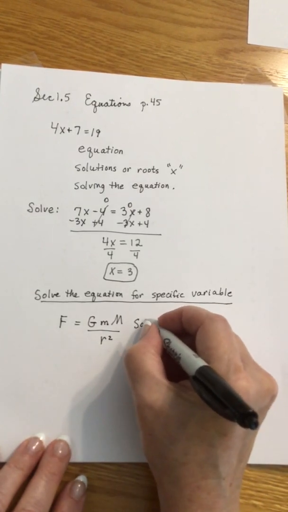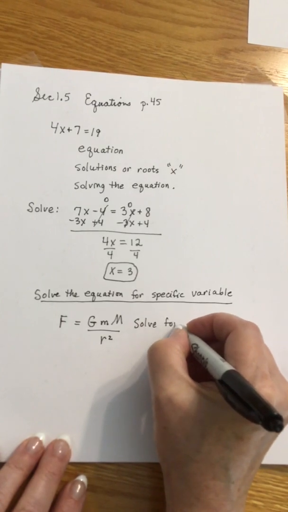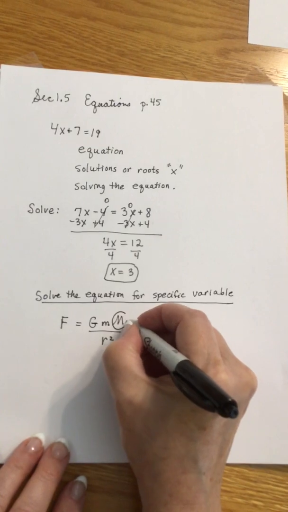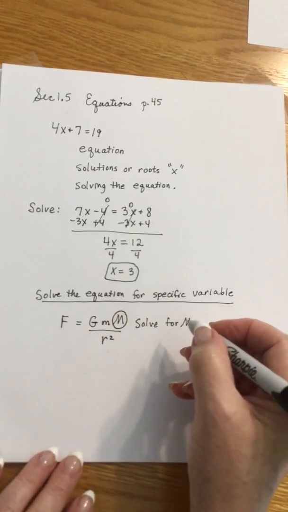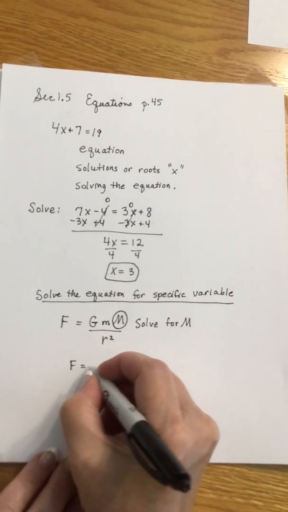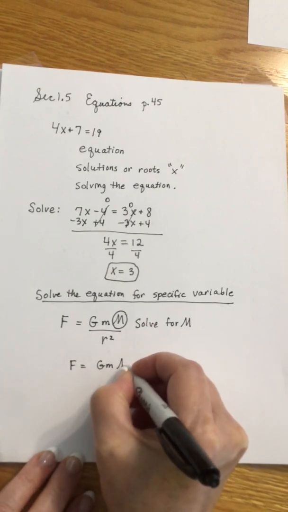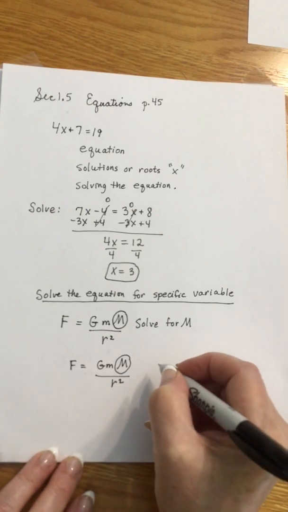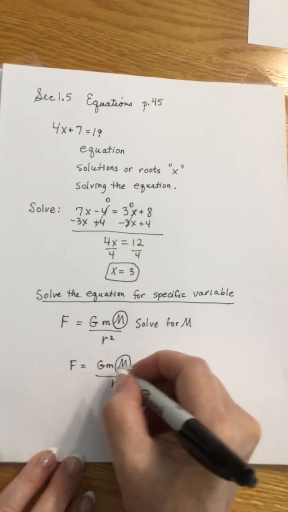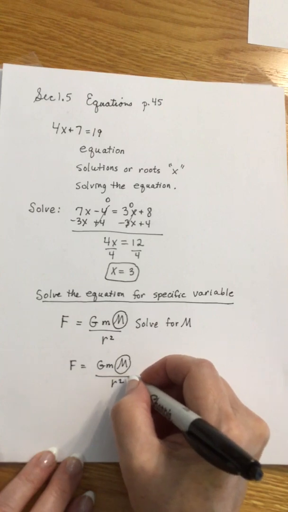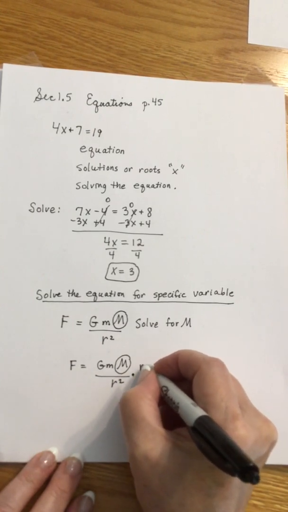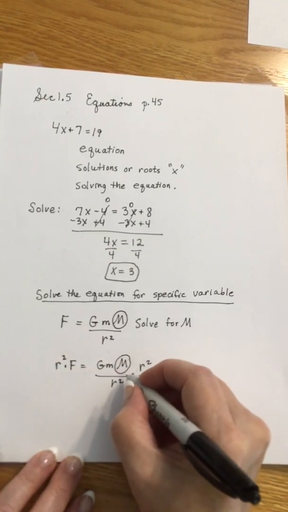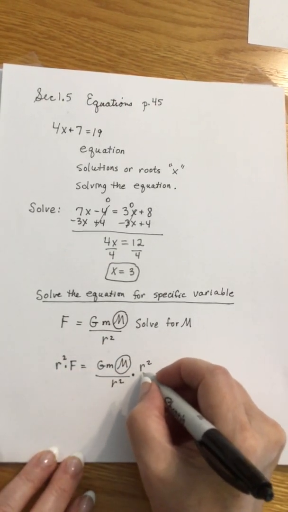So we're going to solve for capital M. So what that means is I want capital M on a side by itself. So we're going to rewrite F equals G lowercase m capital M over r squared. So we're trying to get rid of everything on this side except for the M. So if I'm dividing by r squared, I can multiply by r squared on both sides, and that will cause the r squareds to cancel out.